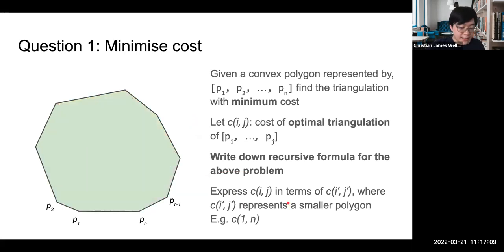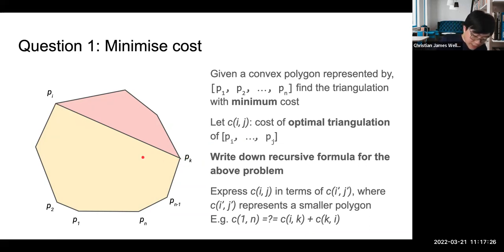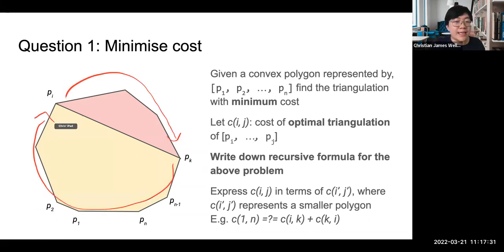So for example, let's say I have C1n. C1n is what I'm interested in. Maybe I imagine cutting it into two. A possible way is to cut it into two polygons, Cik and Cki. So two polygons. Can I maybe relate what happens if I just separate into two polygons? And then maybe is it as simple as adding them up? Does it give me the optimal answer for the entire polygon?